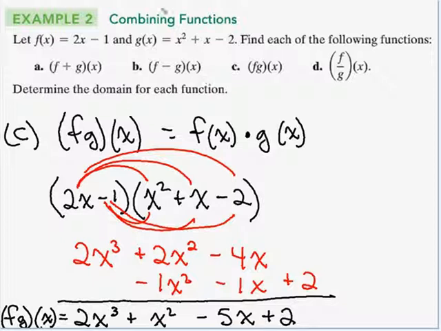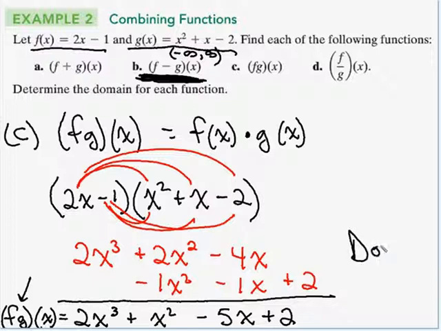Ooh, and I think I forgot, for part B, when we subtracted, the domain of that function would have been all real numbers again, from negative infinity to positive infinity. Again, our original functions, f of x and g of x, both have the domain all real numbers, so their sum and difference will also have that same domain. Here's our f times g of x function, 2x cubed plus x squared minus 5x plus 2. Its domain is also going to be all real numbers, from negative infinity to positive infinity. Again, because there is no division by 0 and there are no even indexed radicals.